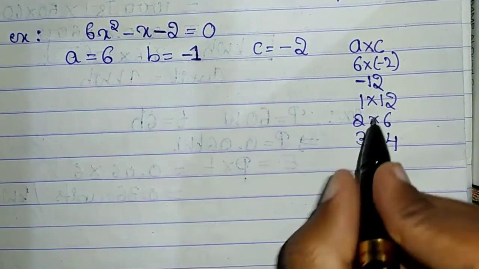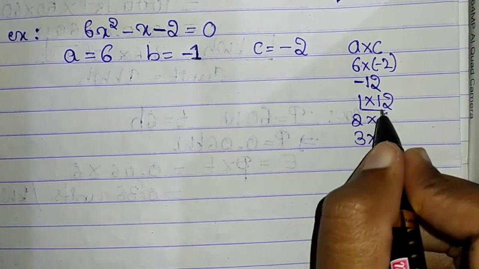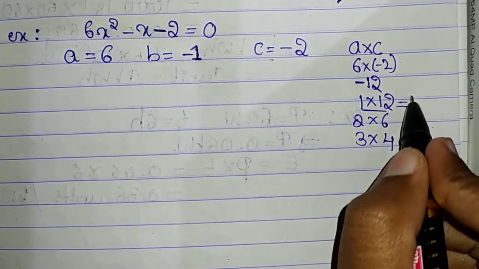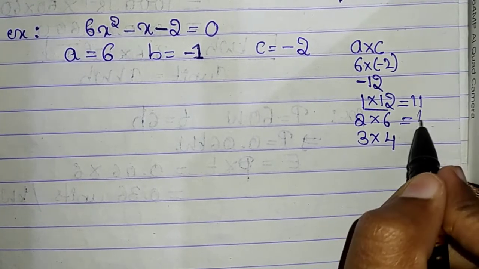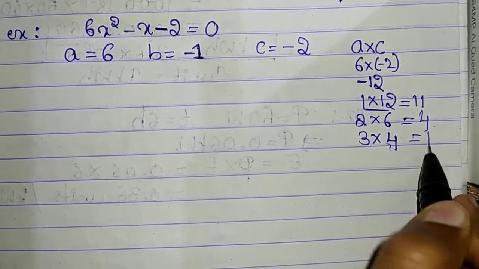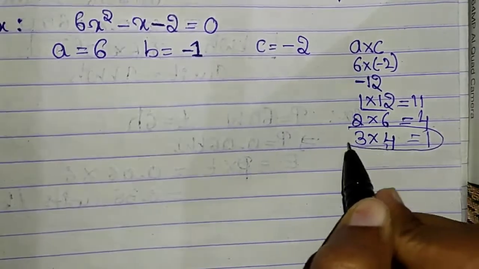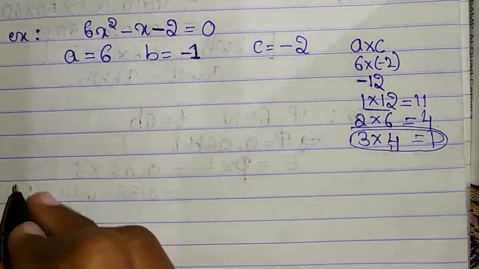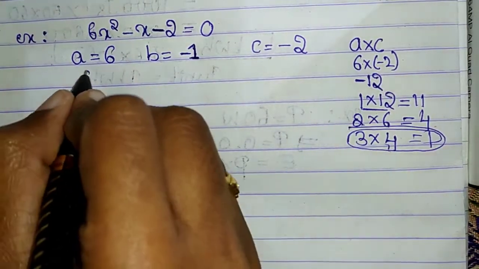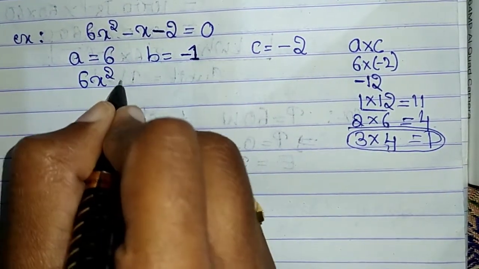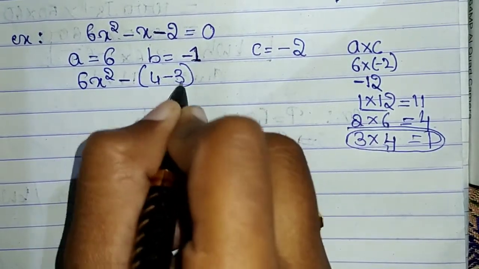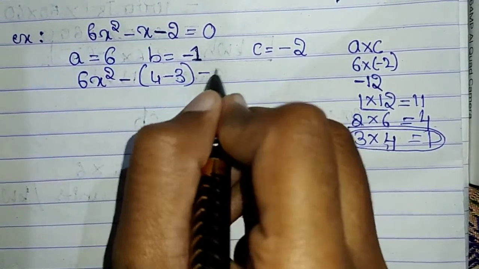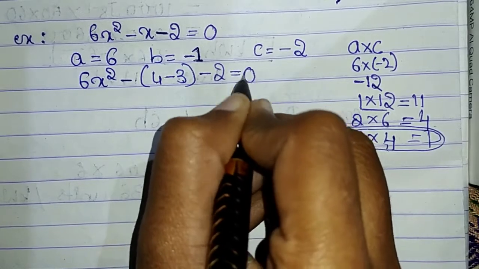Middle term is 1. So here 12 into 1, 12 minus 1, 11. 6 minus 2, 4, and 4 minus 3 is 1. So these are the pair of required factors. So now rewriting our equation, we get 6x square minus 4x plus 3x minus 2 is equal to 0.